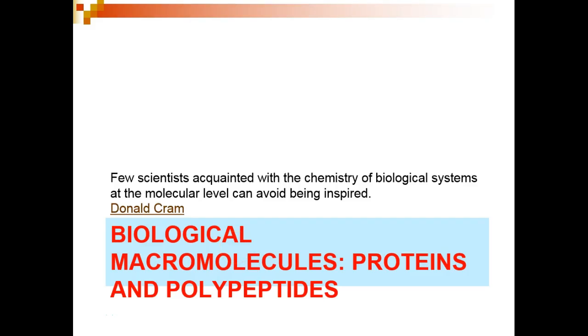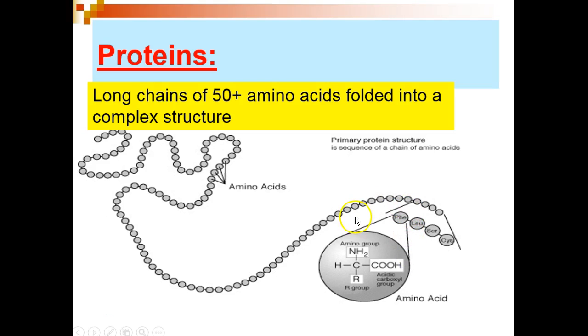Some of the most important biological macromolecules are the proteins. Proteins are large molecules made by building blocks, smaller molecules, called amino acids. Proteins consist of long chains of 50 or more amino acids held together by covalent bonds and folded into a complex structure.